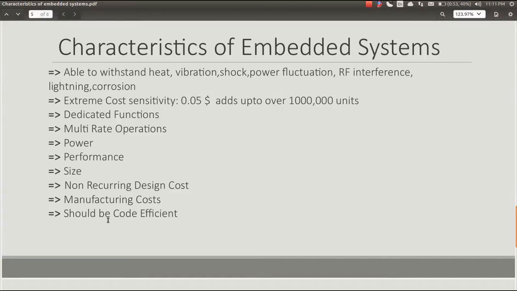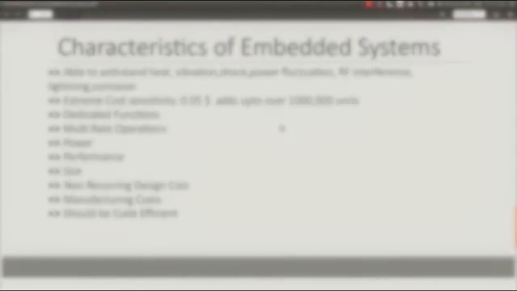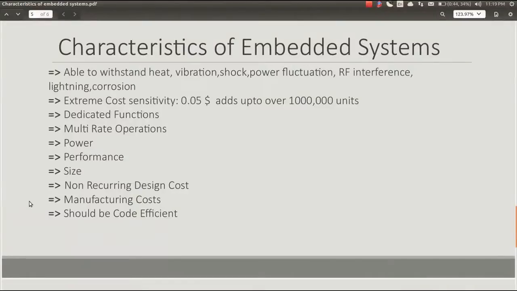Embedded systems should have multi-rate operations. Its performance should be good. Its size should be as small as possible. Should have low non-recurring design and manufacturing costs, and it should be code efficient, unlike the Apollo missions where one went down due to the incapability to reach 256 bits when the systems were 128 bit. Extreme cost sensitivity.